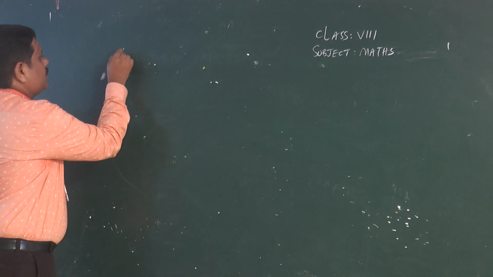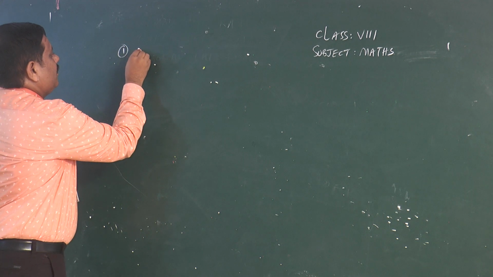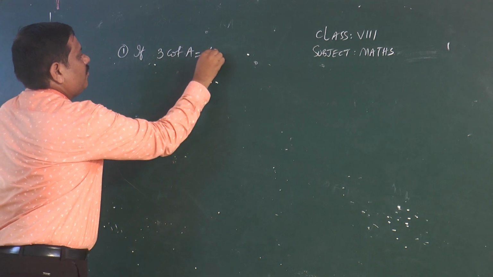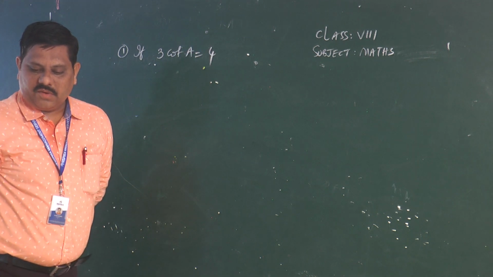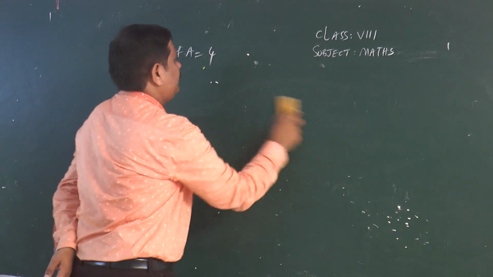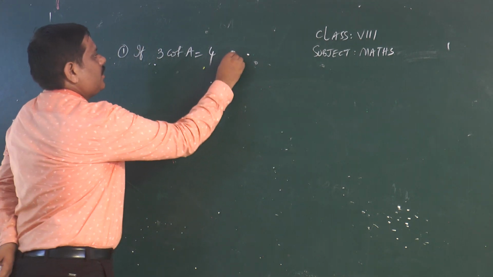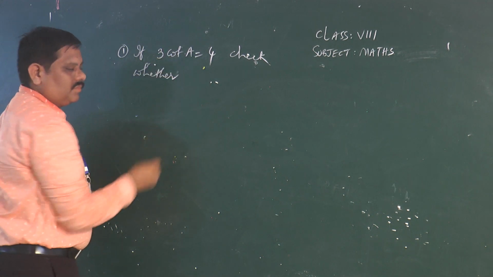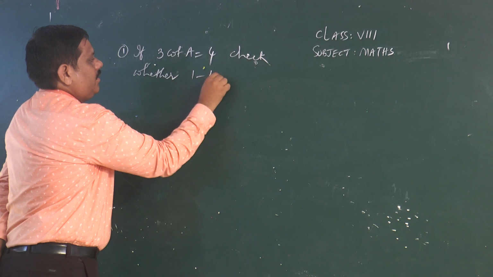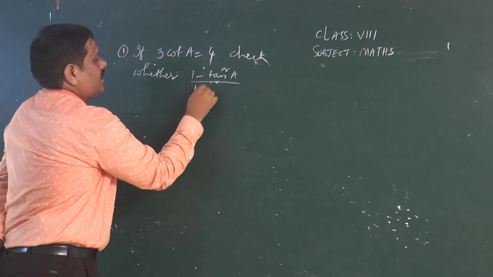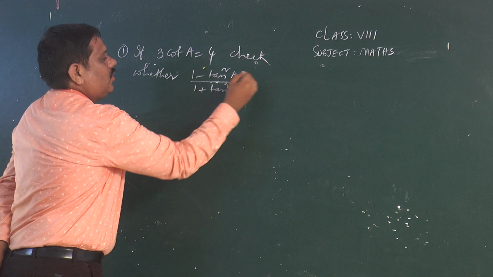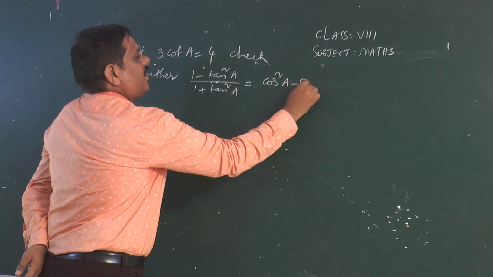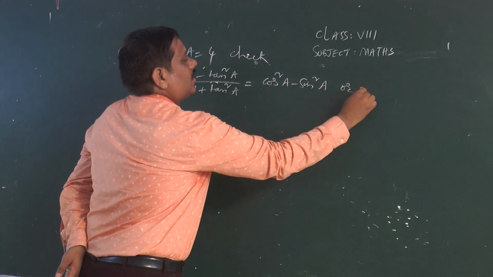The first problem is: if 3 cot A is equal to 4, check whether (1 minus tan square A) by (1 plus tan square A) is equal to cos square A minus sin square A or not.